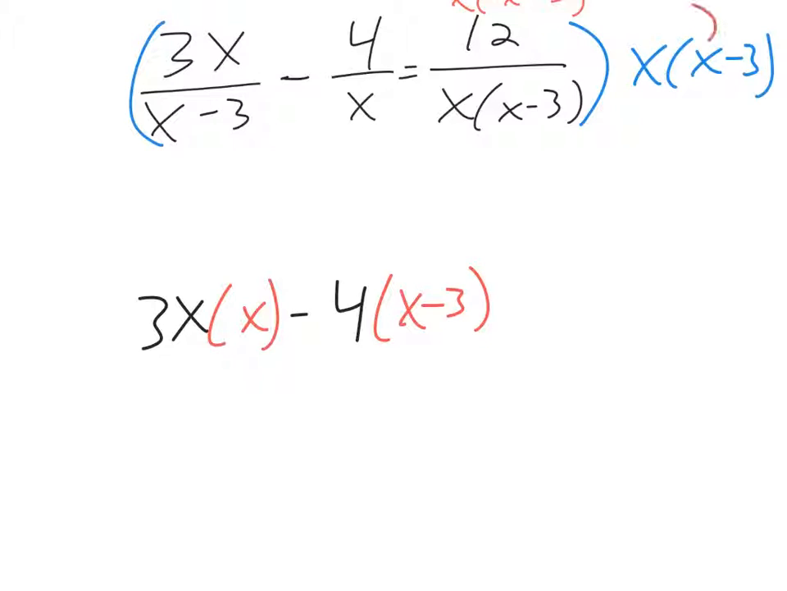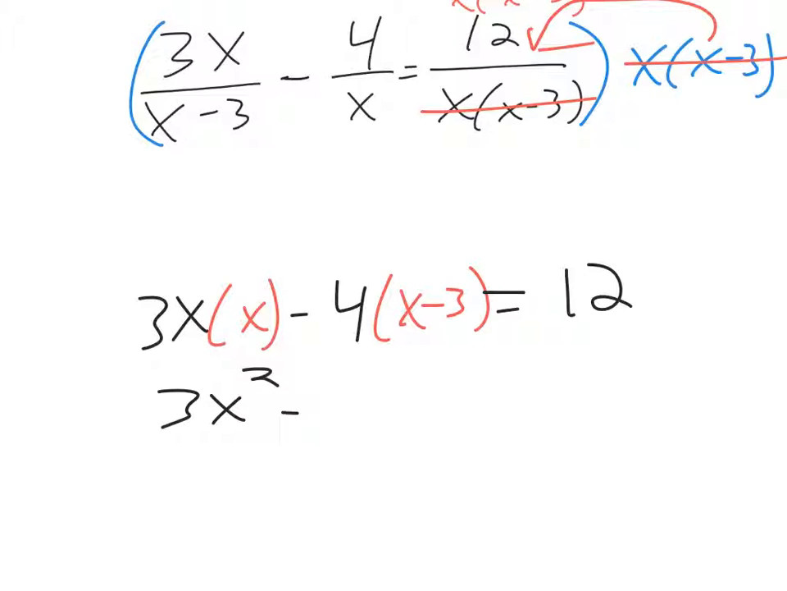And the final one is to multiply this times this. Now the bottoms perfectly cancel out, so that's a nice clean 12. Nothing left over there. And now you have an easier equation to solve. No variables in the denominator. 3x times x gives you 3x squared. Negative 4 times x gives you negative 4x, but make sure you take the negative sign here. Negative 4 times negative 3 will give you a positive 12. And that all equals 12.